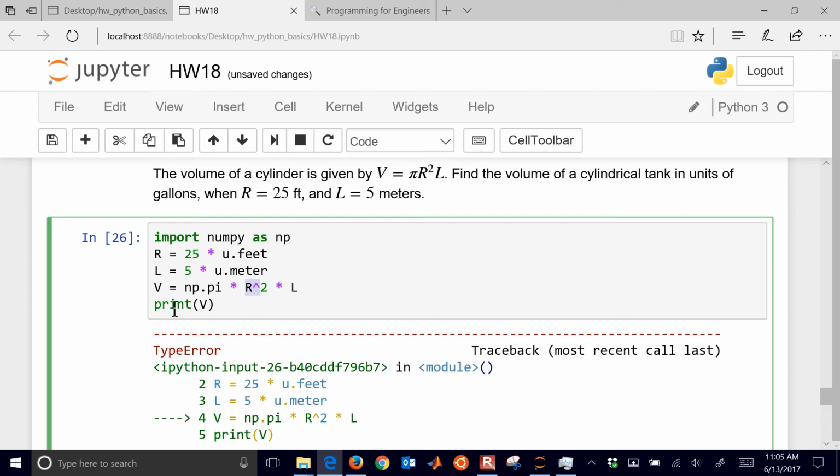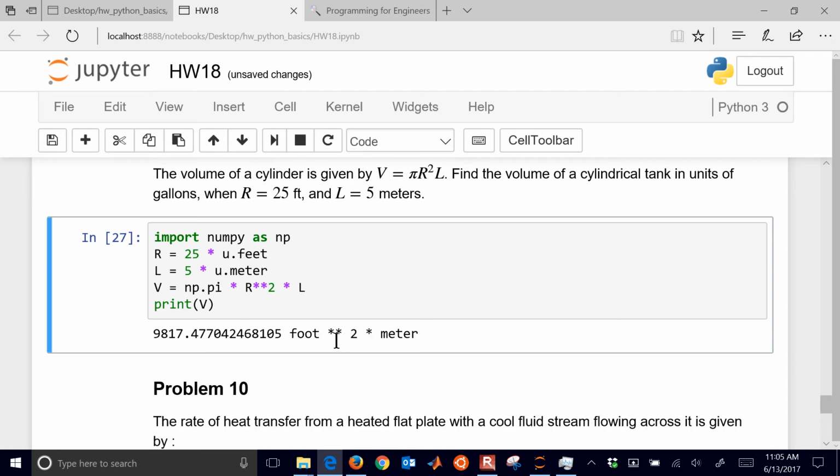And I need to get this in barrels eventually, so I am going to go ahead and put this in. Let's see, I've got something wrong. Oh, I know what it is. I just had to do the squared like that. Okay, so there I have it, foot squared times meter, so it puts it into a volume that preserves the original units, but if I want to put it into foot cubed, then there it is in feet cubed or meters cubed.